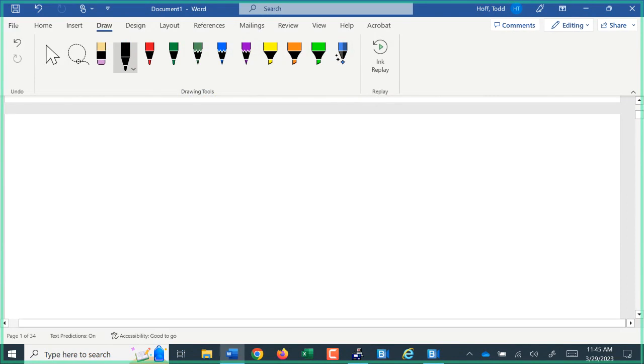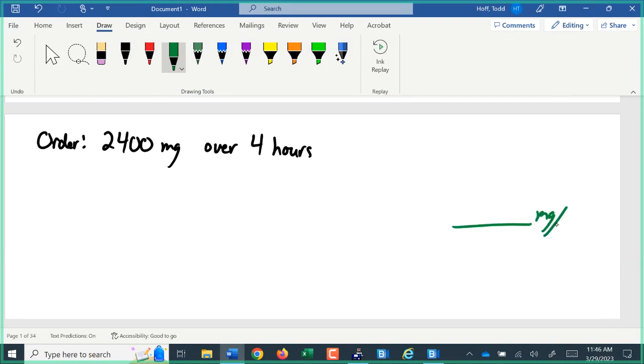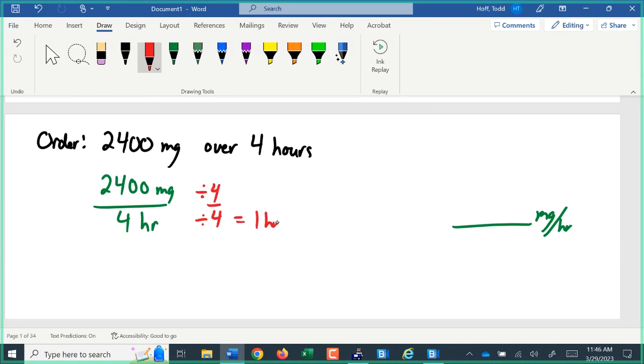So let's look at another example here. Let's throw up a doctor's order for 2,400 milligrams to be administered over 4 hours. So there are a lot of ways we could express this. Let's start out. Again, we'll express it as milligrams per hour. Do that calculation. Again, 2,400 milligrams over 4 hours. Pretty simple calculation because it's just a unit rate. So we just divide by the 4 to make that 1 hour on bottom. 2,400 milligrams divided by 4 is 600 milligrams, giving us 600 milligrams per hour.